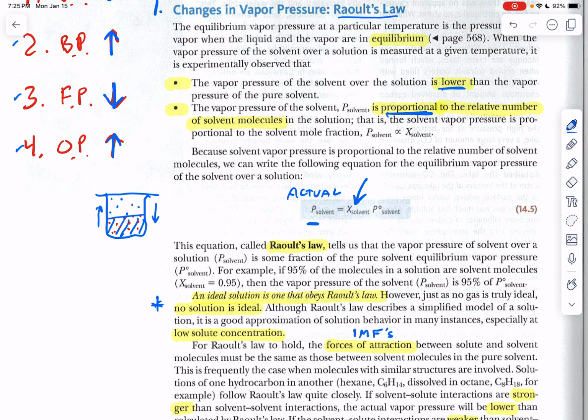So they give an example down here. If 95% of the molecules in a solution are solvent molecules, which means 5% of them are solute, then the vapor pressure of the solvent is going to be 95% of what it would have been without the solute. The pure solvent is 100%. Now notice it says it depends upon the number of particles. In this case, the particles are molecules.